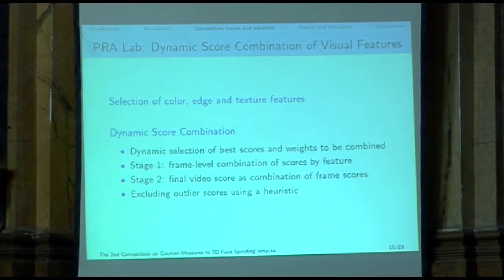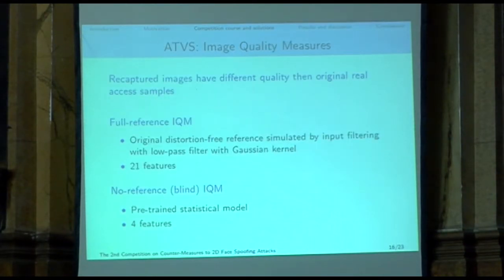in order to select the features that get best scores, and then they're assigning appropriate weights to all of them. The ATVS team assumes that the recaptured images or the spoofing attacks may have different quality than the original real accesses, and that's why they're extracting general image quality measures, both full reference and no reference image quality measures, and they're using these measures as a feature vector.